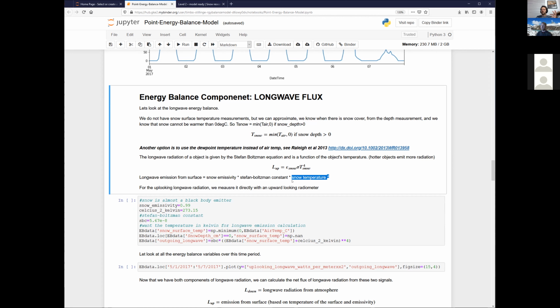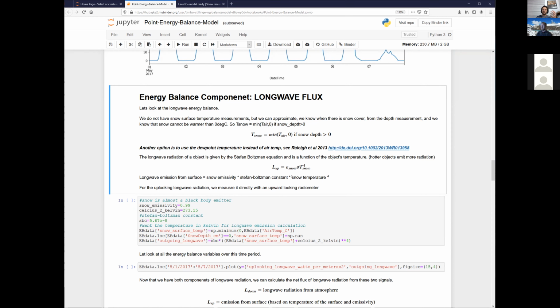So like I said before, we don't actually directly measure the long wave emission off the surface of the snow, but because we measure the snow temperature, and we also know the emissivity of snow, that's a constant. Snow basically emits all the same amount of energy that it absorbs. It has an emissivity of 0.99. So because we know its emissivity and we know its temperature, we can calculate how much long wave radiation is being emitted by the snow at any point in time.